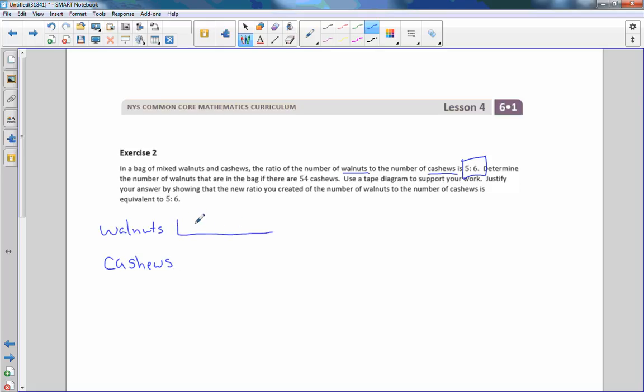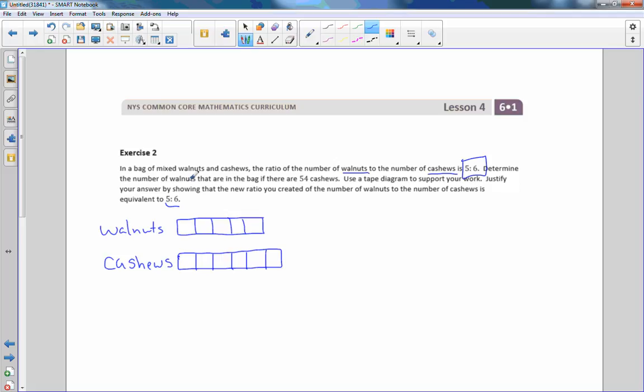I'm going to draw a tape diagram of 5 squares. Here's my tape diagram of 5 squares. Try to keep them as close to equal as possible. That last one's not the best, but it's hard to write with this. If I were doing it on paper, I might use a ruler. Then we want 5 to 6, so I want the same number, but a little bit longer because I need one more square. There's my extra square, and I'm going to try to line these up. 1, 2, 3, 4, 5, 6. 1, 2, 3, 4, 5. 5 to 6. Walnuts, cashews.